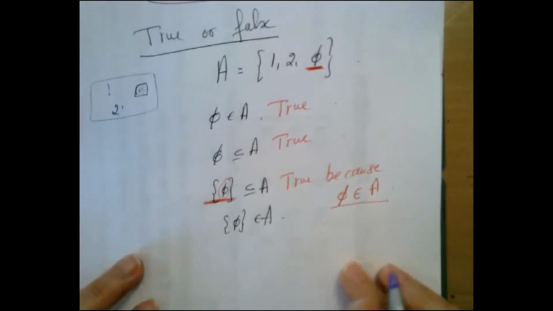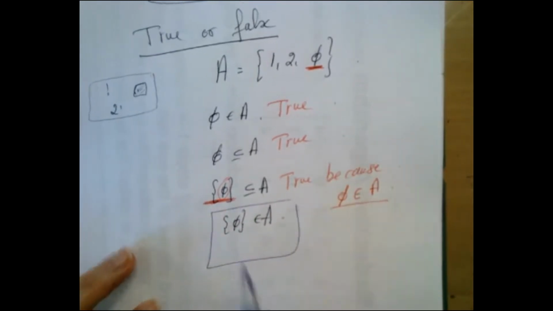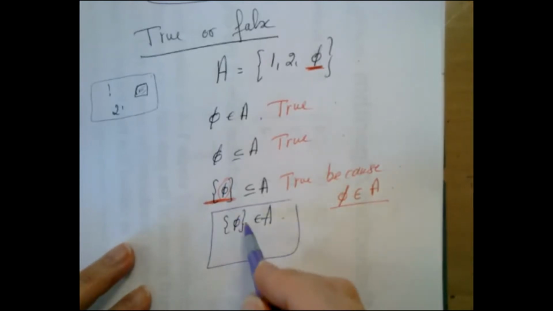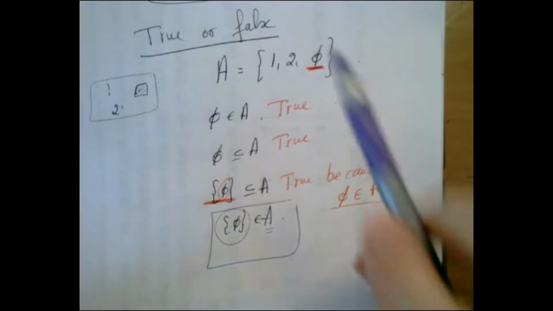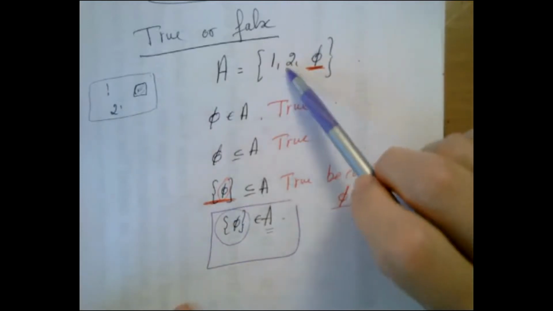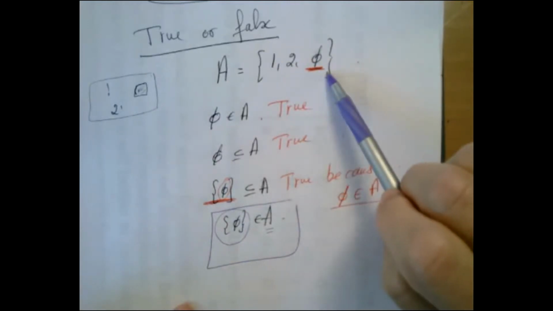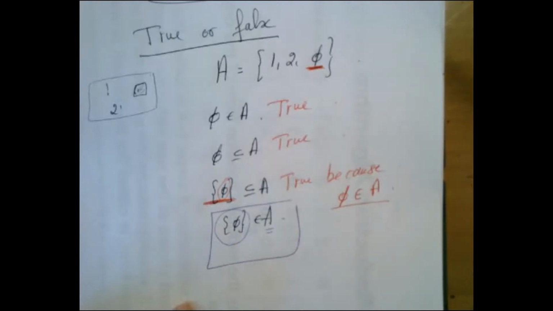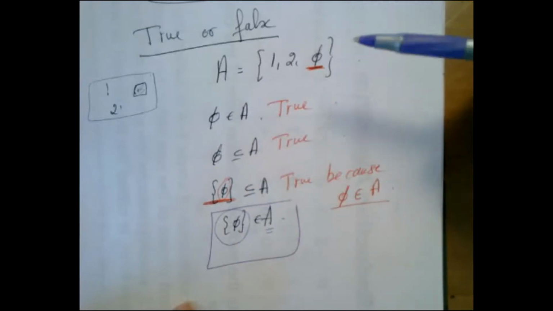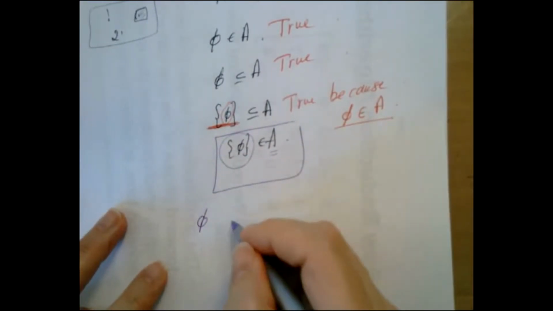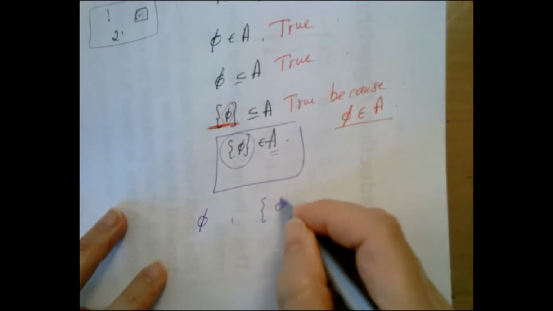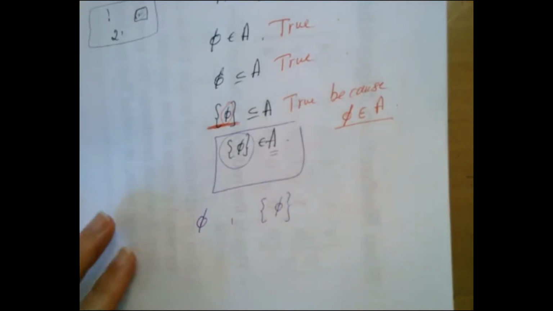I'm gonna say true. If you tell me true, it means you're telling me that this is an element of A. It means it has to be one of those objects. It's the last one, isn't it? Absolutely not. Now, what's the difference between the empty set and the set that consists of the empty set?